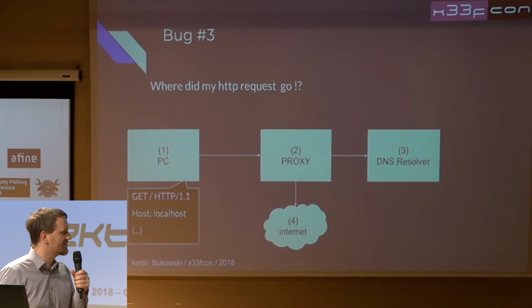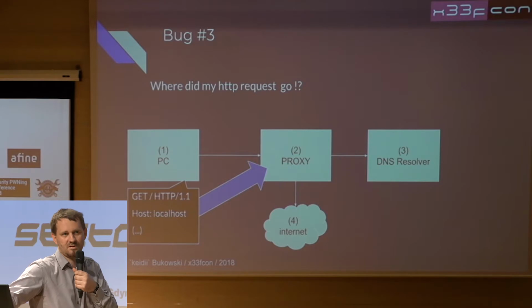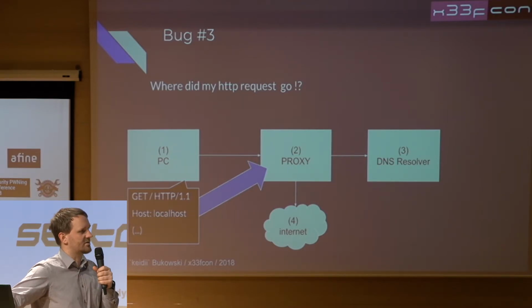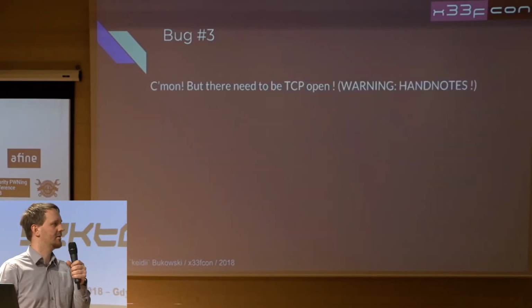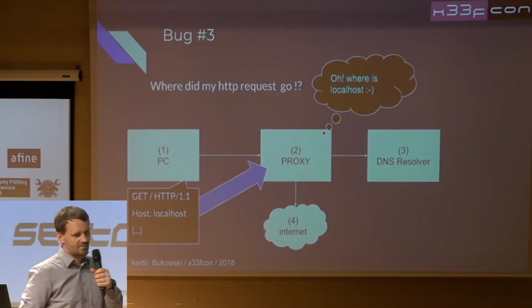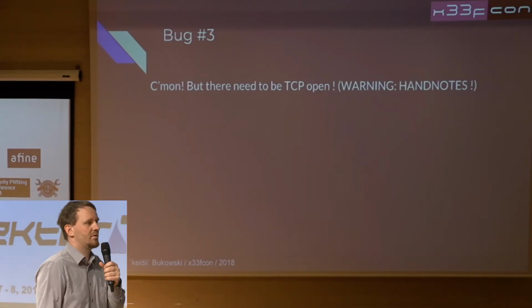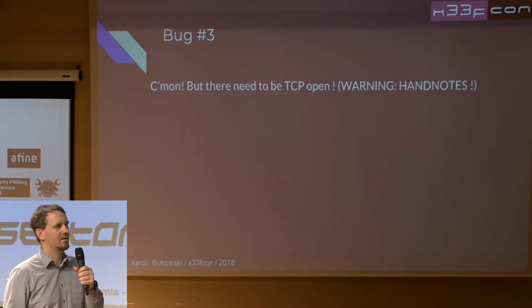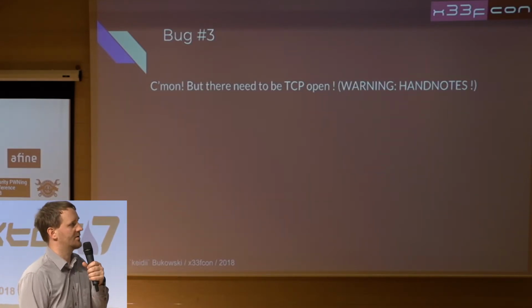So we are launching an HTTP request here. It is forwarded to the proxy because this is the standard setup: the proxy is receiving all the HTTP requests. And the proxy is thinking, where is the localhost for me? Of course, the localhost is the proxy itself, but still, to be able to do something with that, you need a TCP port to be open. You need something to be listening on the localhost.